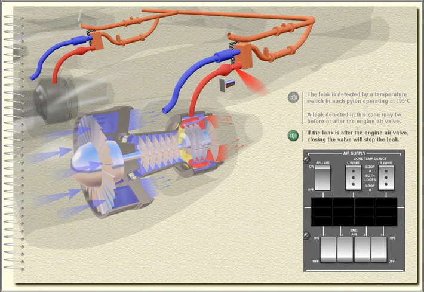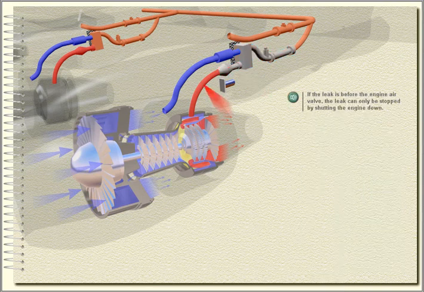If the leak is after the engine air valve, closing the valve will stop the leak. If the leak is before the engine air valve, the leak can only be stopped by shutting the engine down.